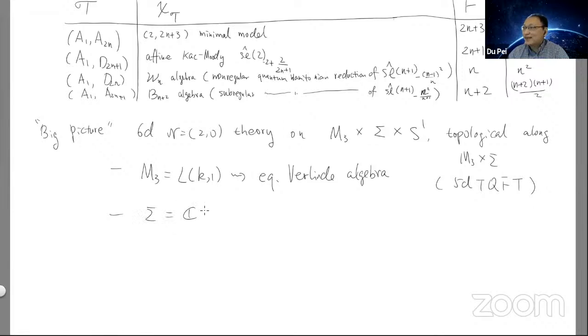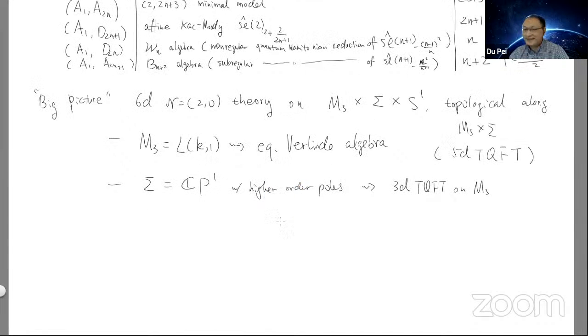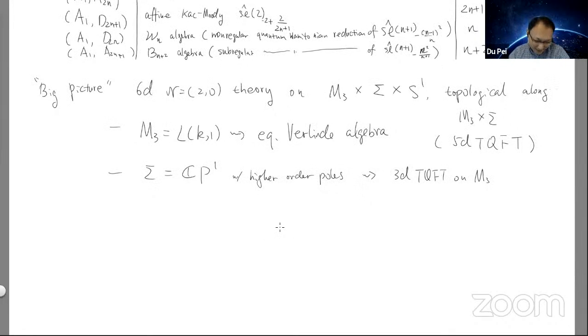But if instead you leave M3 to be arbitrary and consider fixing sigma to be CP1 plus some poles, higher order poles, then one gets a 3D TQFT on the 3-manifolds. So the 2D TQFT and 3D TQFT that are obtained from the Coulomb branch can be put together in this way and should be viewed as some specialization of a 5D TQFT. And it will certainly be interesting to better understand this 5D story.